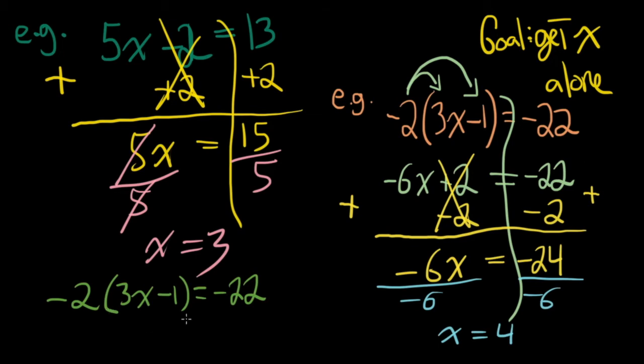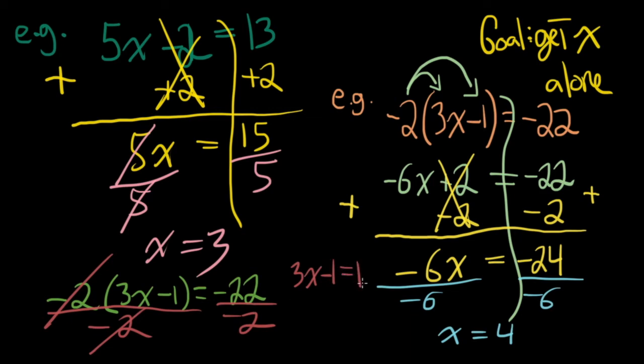So you could go and divide this entire side by negative 2, and this side by negative 2. Now why would you want to do that? Well, that would eliminate these, leaving you just with 3x minus 1. And this would become positive 11. So you can go and do that if those numbers work out really well. That stuff in the bracket stays as it is.